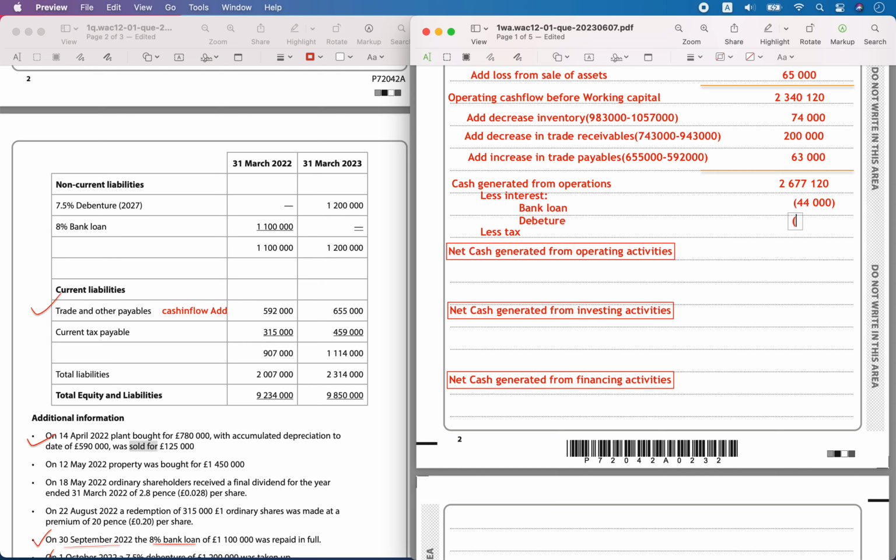So 45,000 we have to subtract now, and then less tax paid. Tax paid we have to calculate. It is 315, it is given here. The tax paid at the end of March 2022 was 315,000. That we have to subtract.